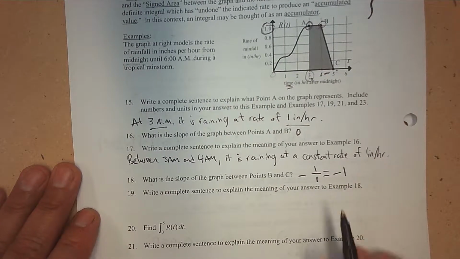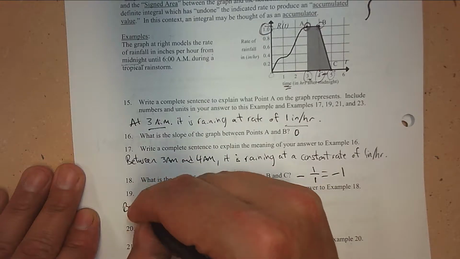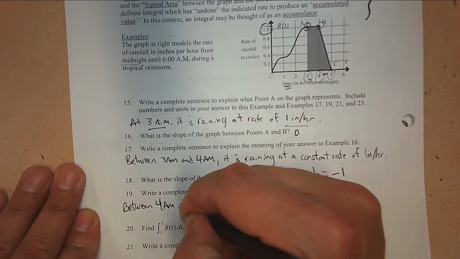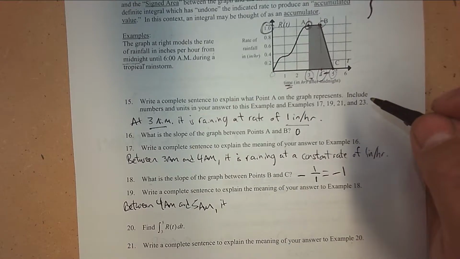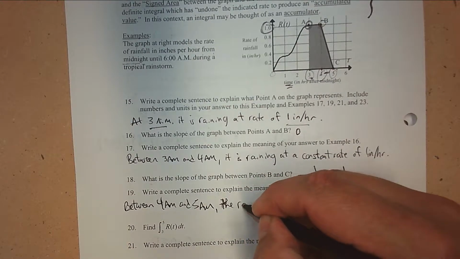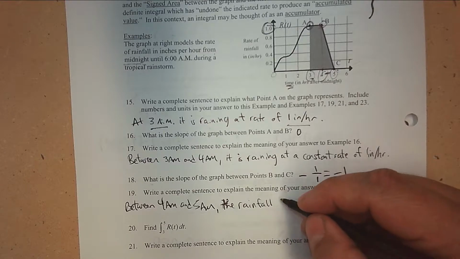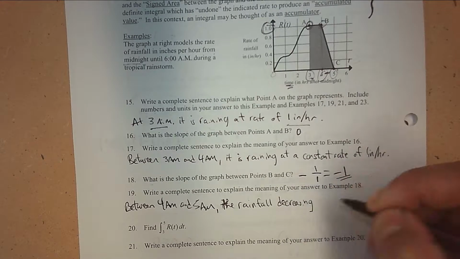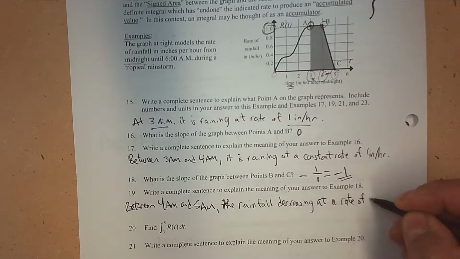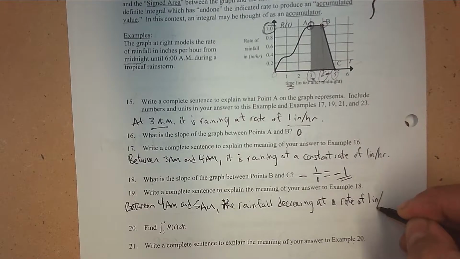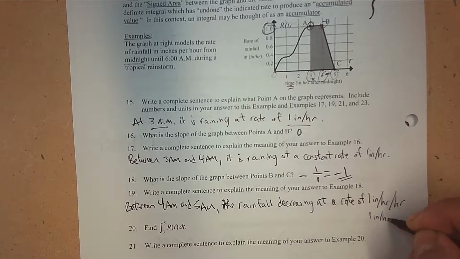Write a complete sentence again. So we need time to begin with. So 4 to 5 in this case is between 4 and 5 a.m. What is it doing? Well, the rainfall is doing something. And because we have a negative rate, what's happening? The rainfall is decreasing at a rate of 1 inch per hour per hour. You could also say it as 1 inch per hour squared.